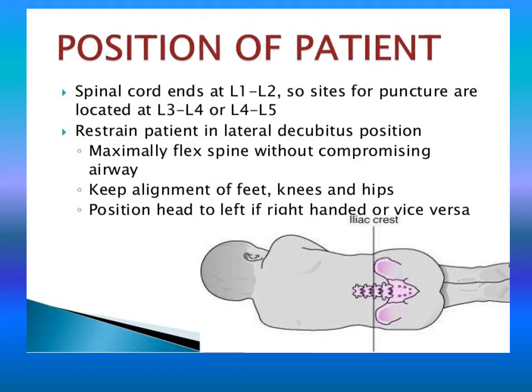Position of patient. So the spinal cord ends at lumbar 1, L1 to L2. So sites for puncture are located at L3 to L4 or L4 to L5. Restrain the patient in lateral decubitus position, maximally flex the spine without compromising the airway. Keep alignment of feet, knees and hips, head to the left in a right handed person or vice versa.